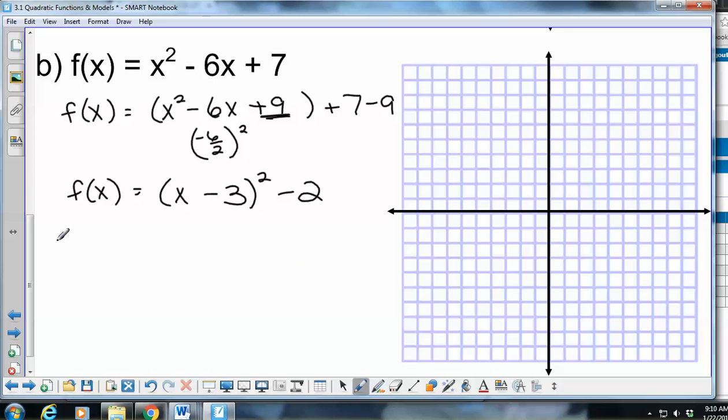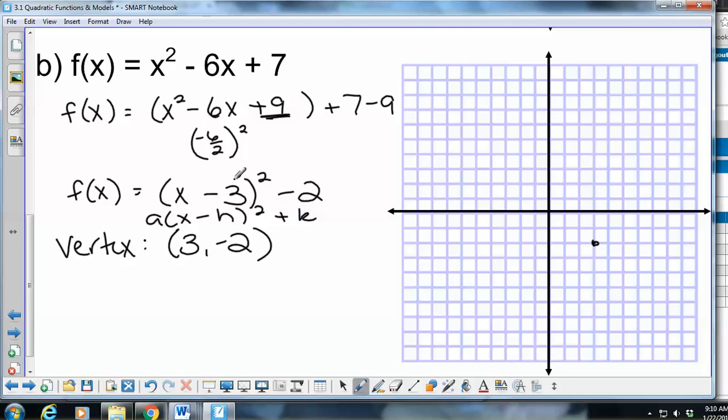Okay, so from this, what is our vertex? 3, -2. Okay, you could graph this then by starting at 3, -2 and picking additional points. How do you get the vertex? The formula is a times x minus h squared plus k. So the 3 is my x, we're adding a -2.